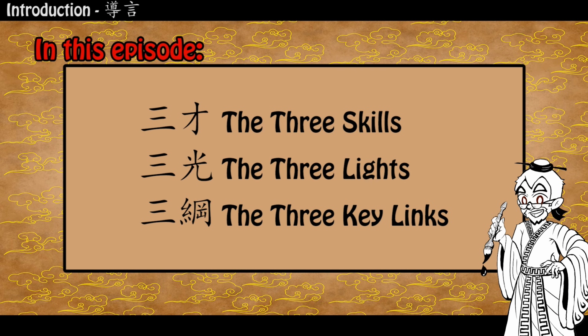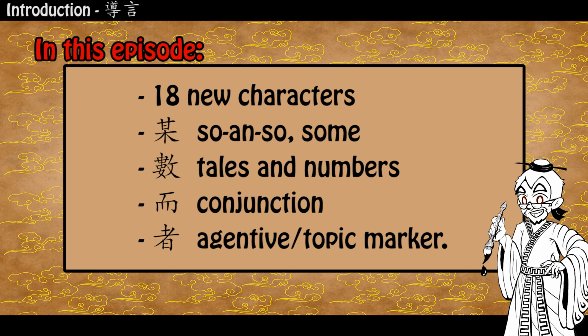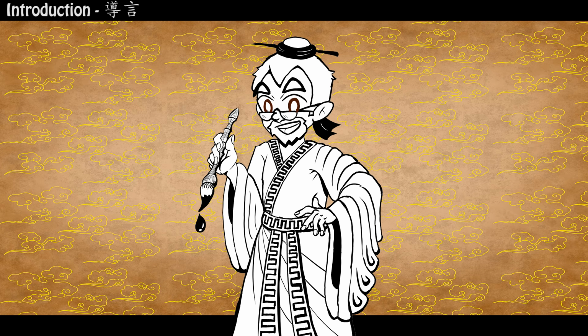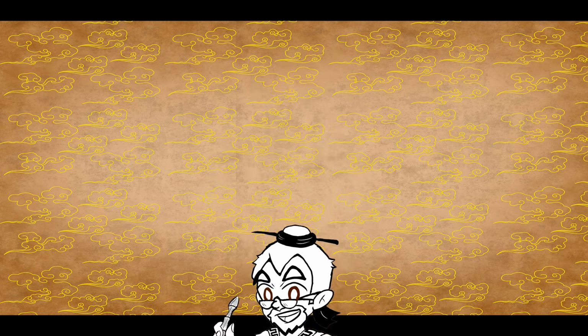Today, we'll be learning three new Chinese cultural concepts: the three skills, san cai; the three lights, san guang; and the three key links, san gang. Along the way, we'll expand our word hoard with numbers, ordinal terms, and more key name and deed words oft seen in classical Chinese texts. So wet your brushes and let's dive right into today's text.